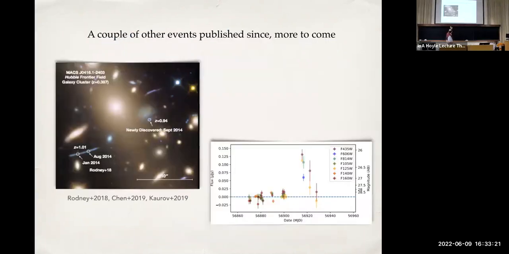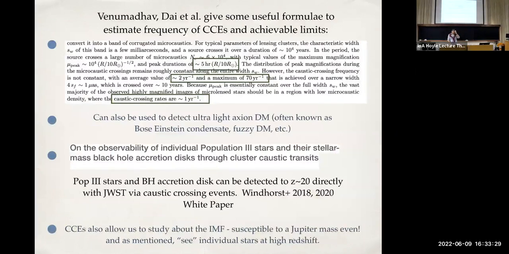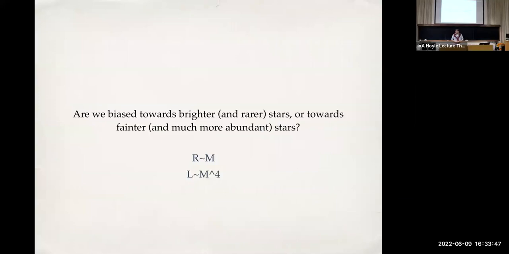So there are several other events published since. We continue to find these lens stars. Not all of them are public, but we continue to find them. I won't go through this, but these are some of the things you could do with this. Some cute numbers of how long an event takes, how many you should find. Roger Windhorst did a nice paper saying you could find Pop III stars and black hole accretion disks with it in the early universe, etc., etc.